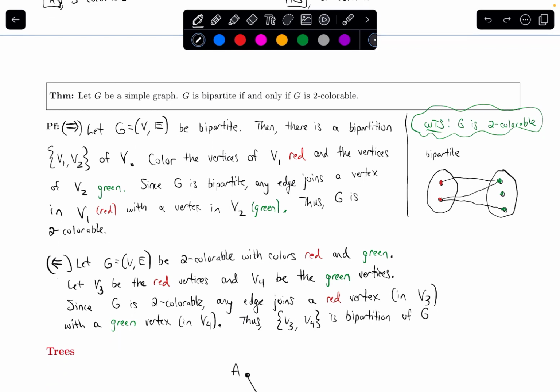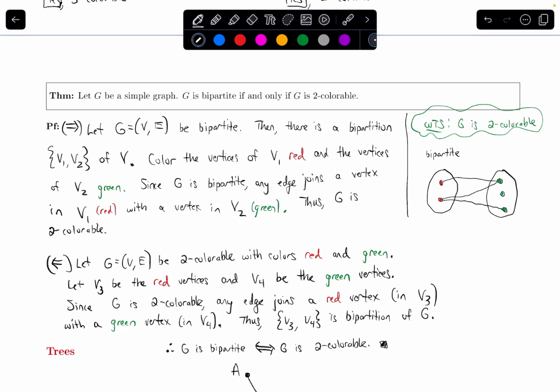So we've shown both of these directions, which means the result that we wanted to show, this if and only if statement, is true. So therefore, I'm running out of room here, G is bipartite if and only if G is two colorable. And that completes my proof. And there we have it.